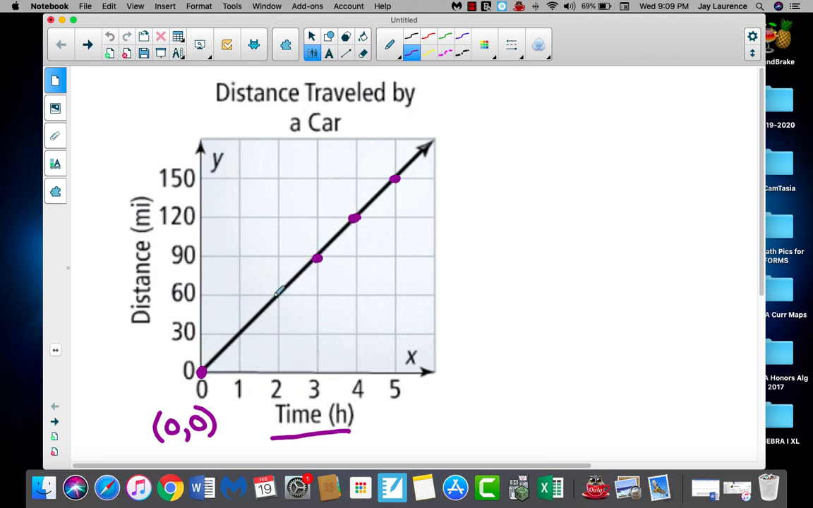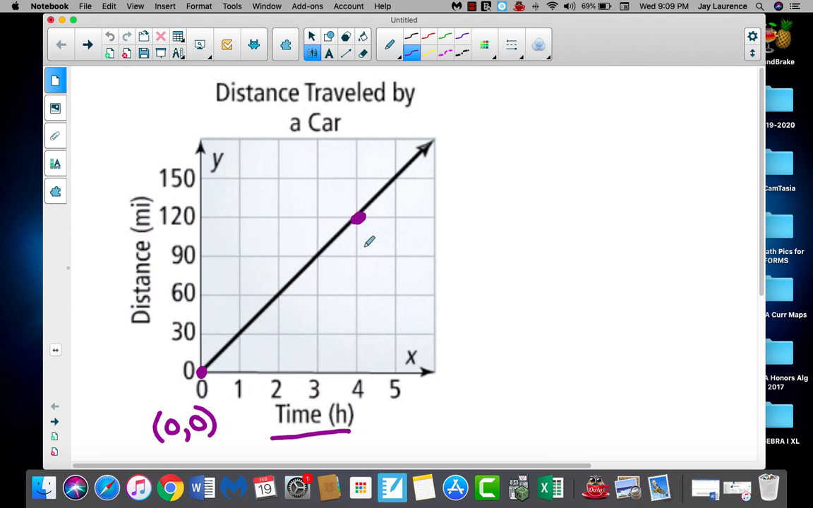In fact, for what I'm going to do, I can pick any 2 points I want. But since it goes through 0, 0, that makes my math really easy. I'm going to pick 0, 0, and I'll tell you what I'm going to do. I'm going to pick this point right here.